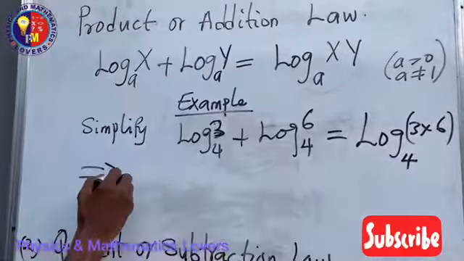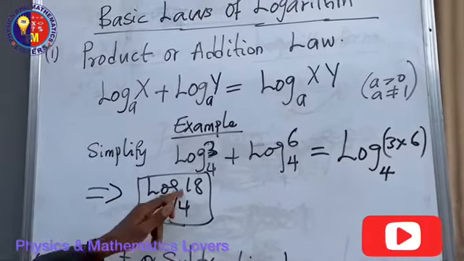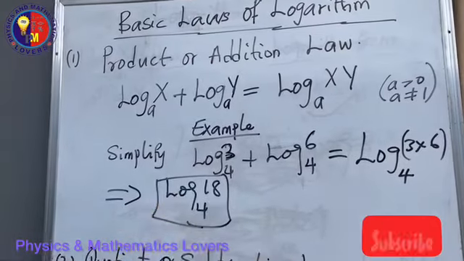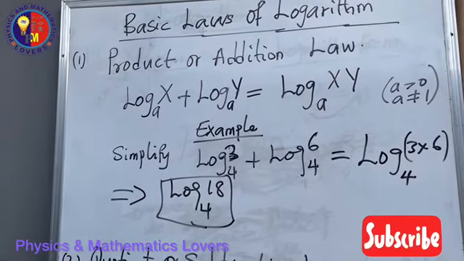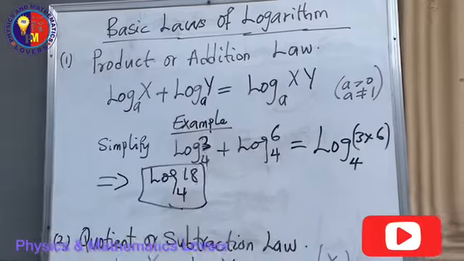If you are asked to find the solution to this logarithm, that is when you express further. Now they just ask us to simplify. Simplify means reduce it to the lowest term. So this is what this first law is talking about. That's how you can apply that.